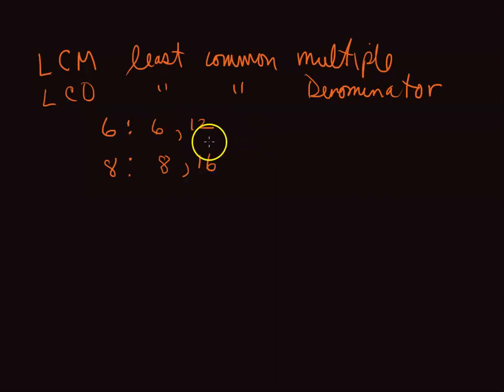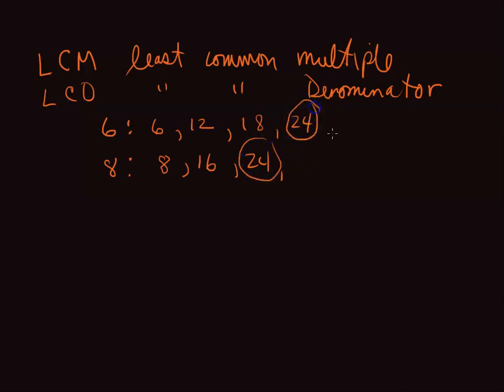Someplace along here, as we keep multiplying, we're going to get a common multiple. 3 times 6 is 18. 3 times 8 is 24. 4 times 6 is 24. Ooh, there it is. The least common multiple is 24.